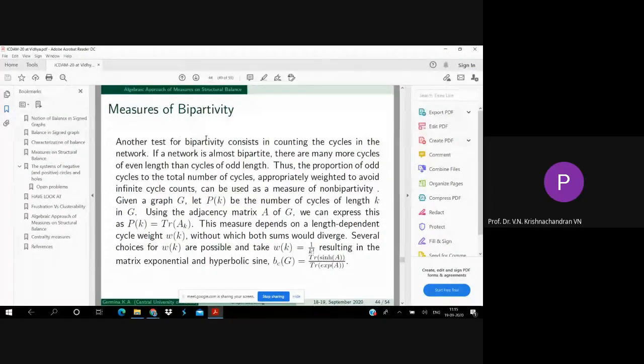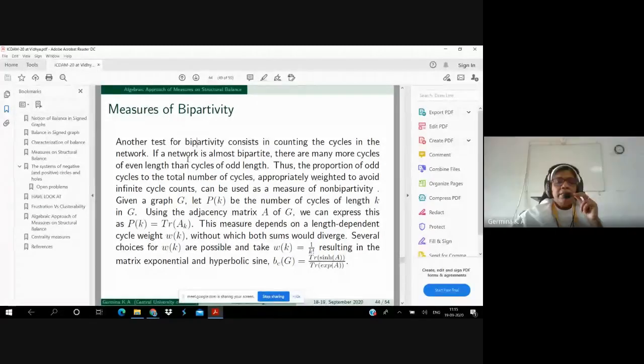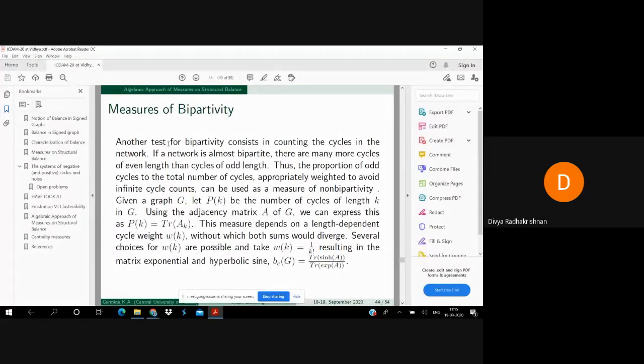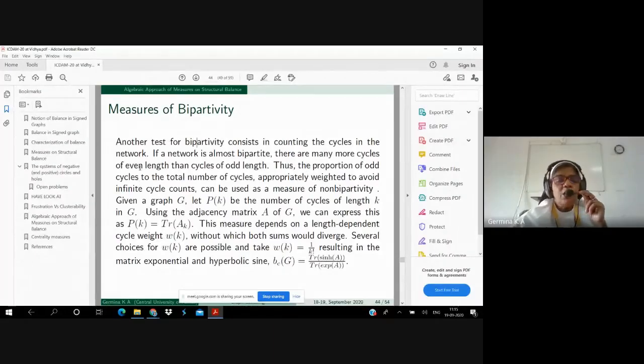Measures of bipartivity. Another test for bipartivity consists in counting the cycles in the network. If a network is almost bipartite, there are more cycles of even length than cycles of odd length. Thus, the proportion of odd cycles to the total number of cycles, appropriately weighted to avoid infinite cycle counts, can be used.